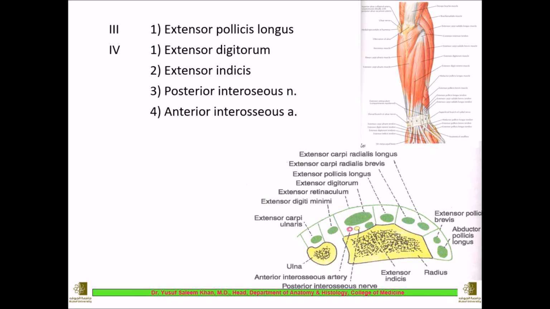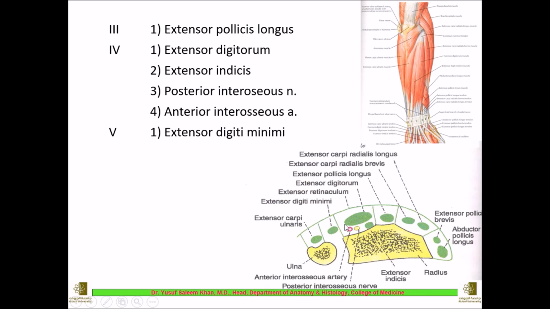Later, the anterior interosseous artery pierces, especially in the distal part of the forearm. We'll show the picture where it pierces the interosseous membrane, goes into the extensor compartment and joins with the posterior interosseous artery, but it continues as the anterior interosseous artery. Okay, so you can see the anterior interosseous artery in the posterior compartment.